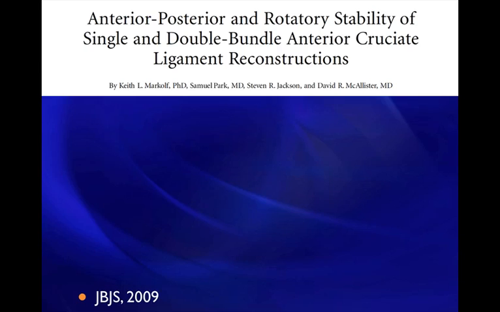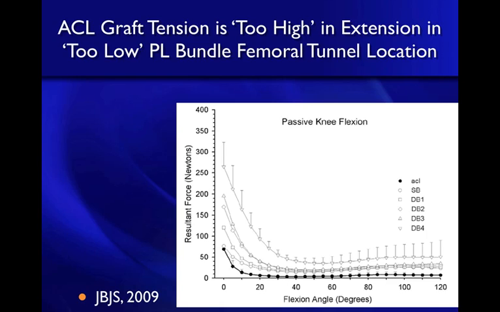And we just need to go to the work by Markoff and Dave McAllister at UCLA. They looked at the anterior, posterior, and rotatory stability of single and double bundle ACL reconstructions published in JBJS in 2009. And this is their graph, which shows on the x-axis the flexion angle from 0 to 120 degrees, and the y-axis the resultant force.